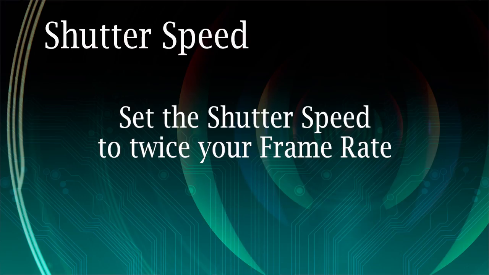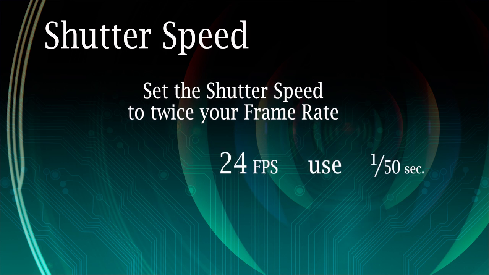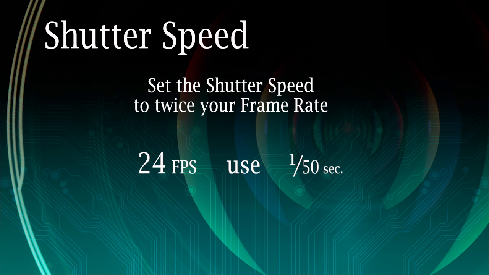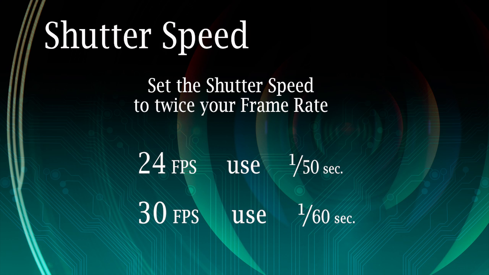When you make that decision that you're going to shoot at 24 frames a second, you now use twice that as your shutter speed. So we'll shoot at a 50th of a second as our shutter speed. If we are going to ramp up to shoot at another frame rate, like 30 frames a second, then we're going to shoot at a 60th of a second for our shutter speed. And then just forget about it.